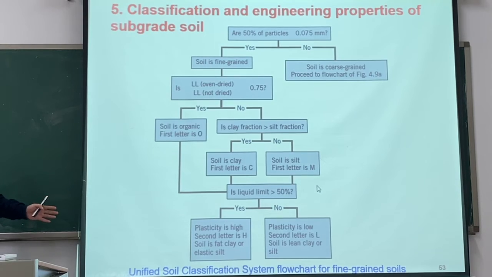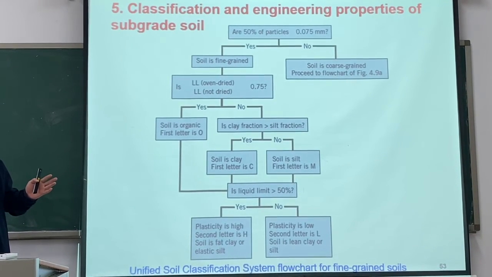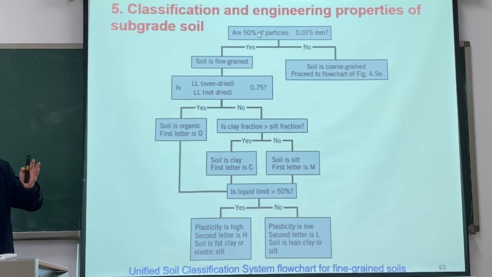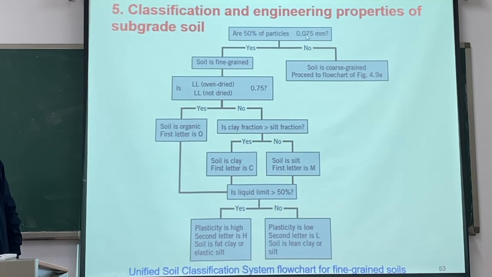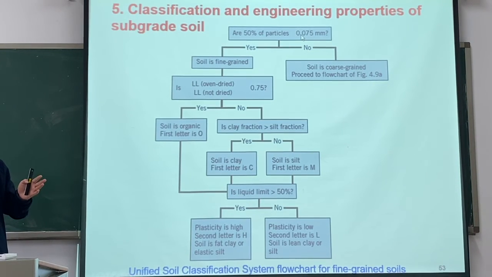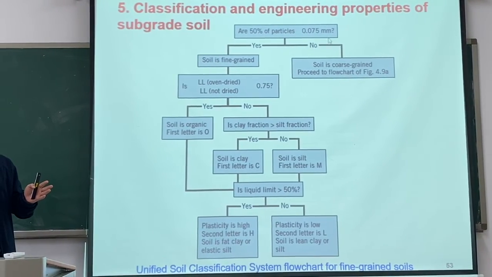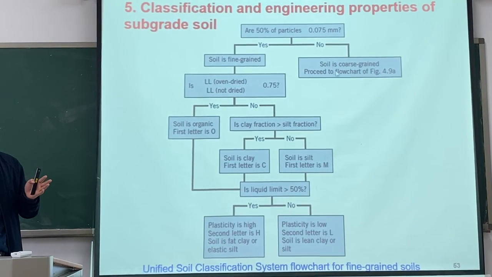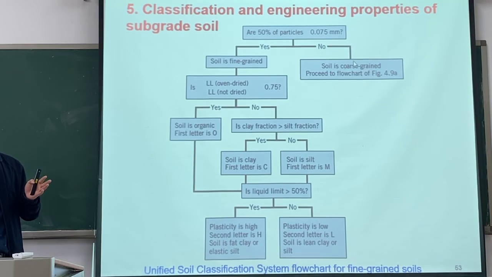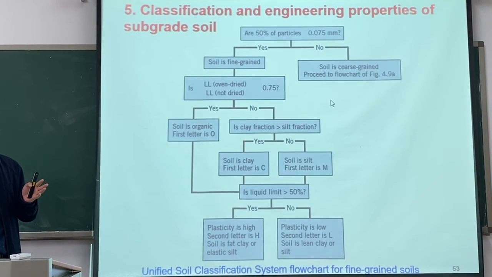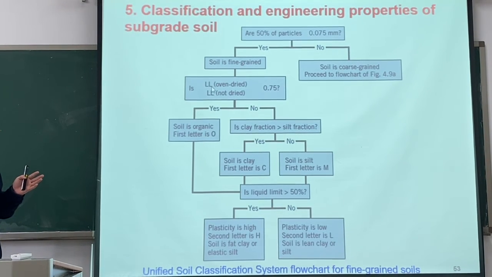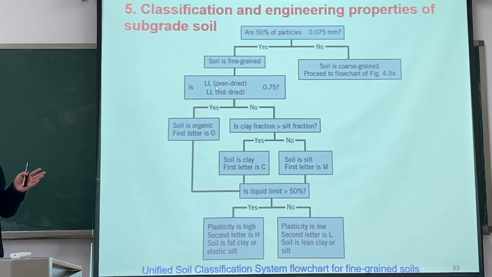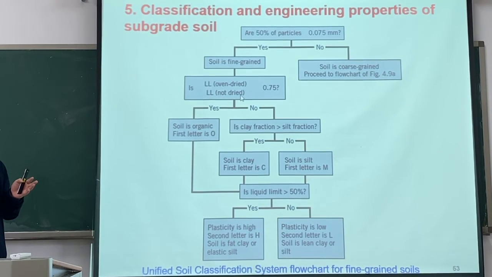This is the unified soil classification system flow chart for fine grained soil. It is also according to whether 50% of particles are smaller than 0.075 millimeters. Yes, it is fine grained, and no, we proceed to coarse grained. Now we should also determine the liquid limit, whether it is oven dried or not dried.